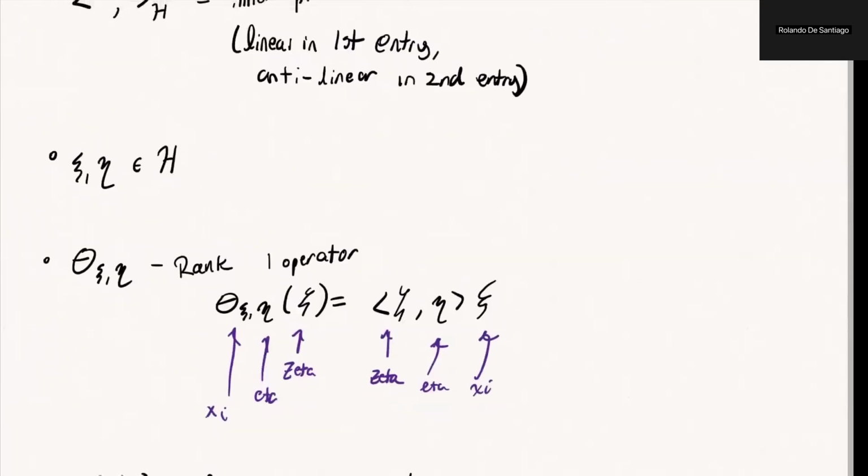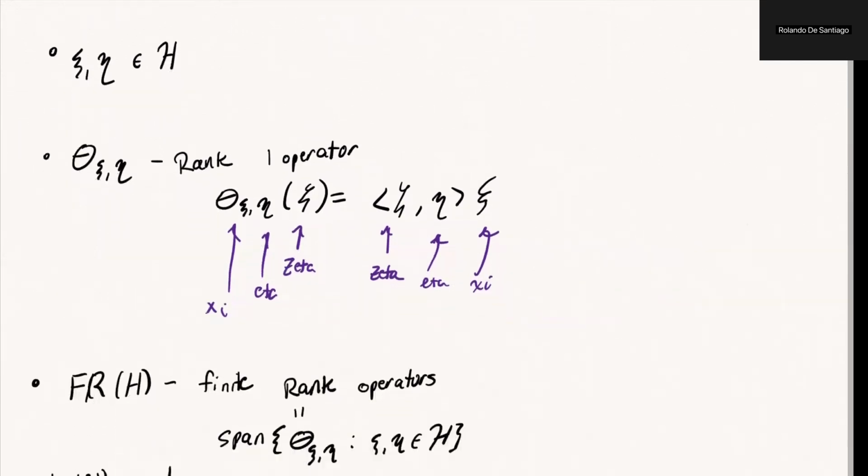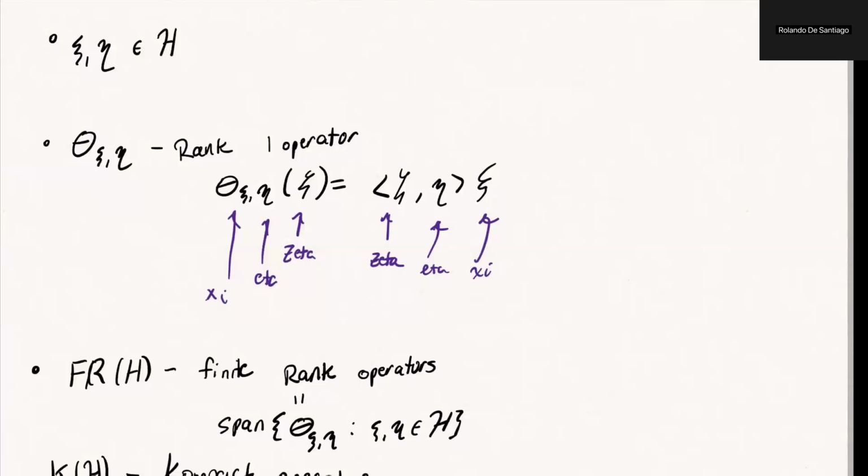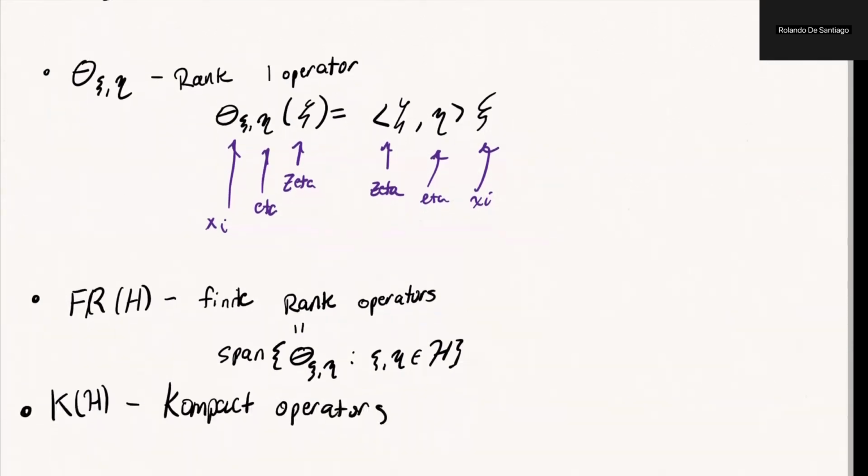And then I will denote by theta sub xi eta the rank 1 operator defined by the following formula. Just to remind you all what these Greek letters are, xi, eta, and zeta, I have them written on screen here. Then we'll let FR of H be the collection of all finite rank operators, which you can think of as the span of the operators I have up above. K of H is the set of compact operators, and you can think of that as the norm closure of the finite rank operators.